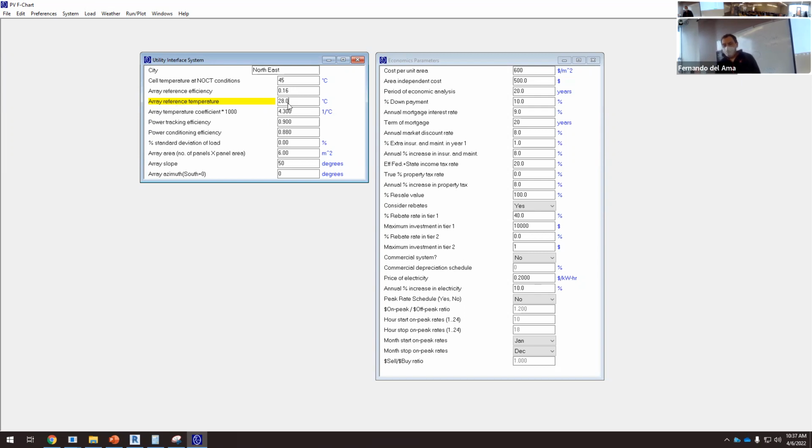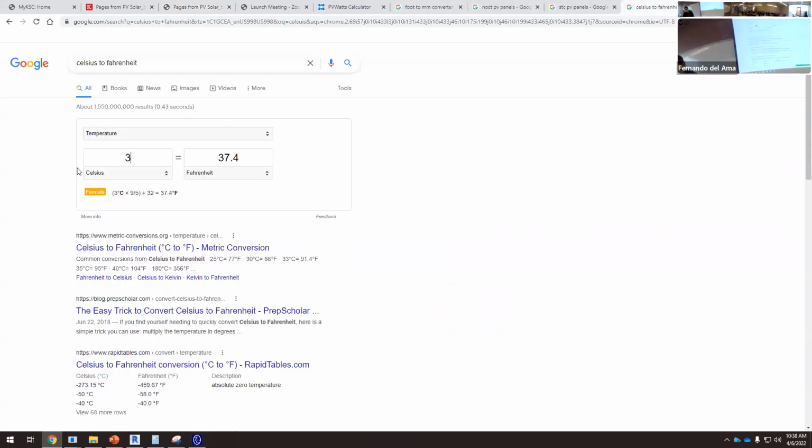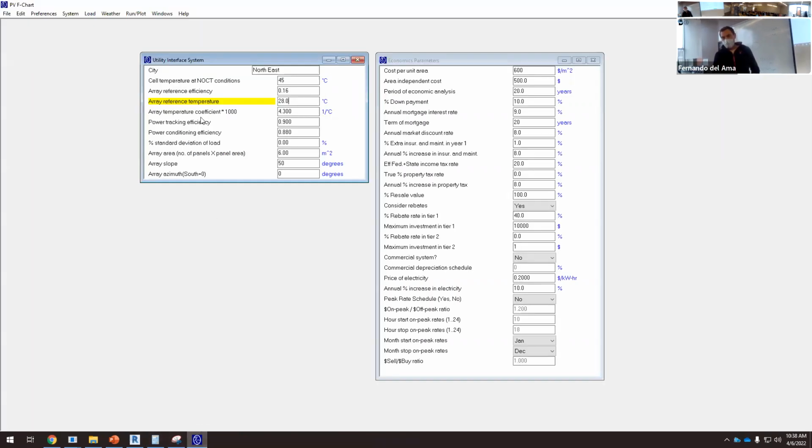But this reference temperature is the average of the year. Okay, so what's the temperature in January, February? I don't know. So let's leave 28. 28 Celsius is 82 Fahrenheit. Can that be the average? It's not the outdoor air average. It's the average of the cell. When the cell receives the sun, it heats up. Yeah, so it might make sense. Okay, so let's leave 28.